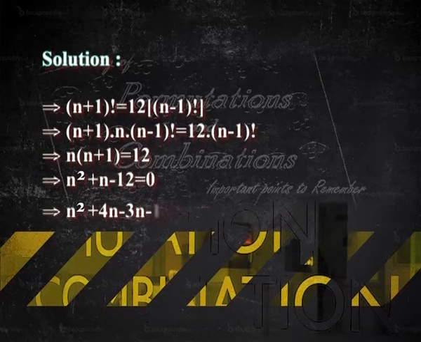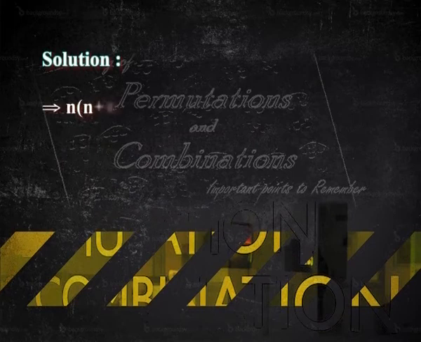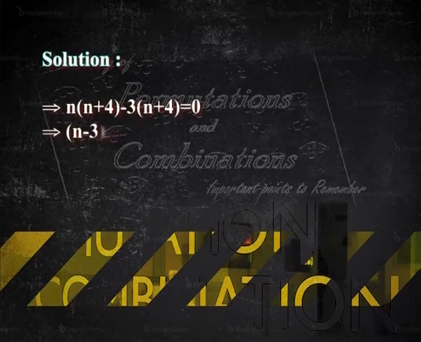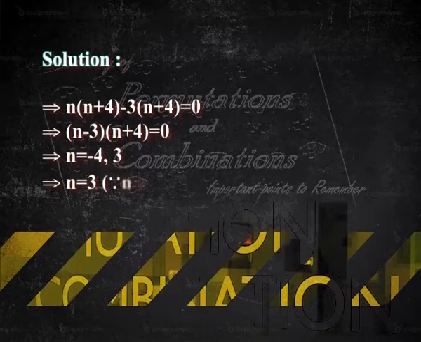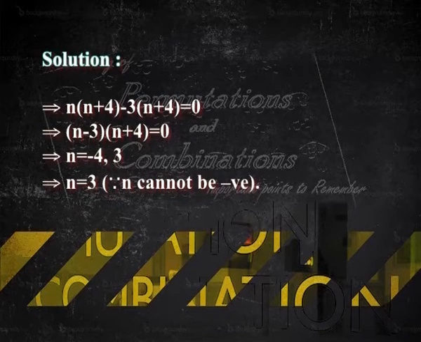This implies that n square plus n minus 12 equals 0. So that implies n square plus 4n minus 3n minus 12 equals 0. Now n into n plus 4 minus 3 into n plus 4 equals 0. So this brings us to n minus 3 into n plus 4 equal to 0. So finally we have the values for n, that is n equals minus 4 and 3. Now n will always be 3 because negative n is not possible here.